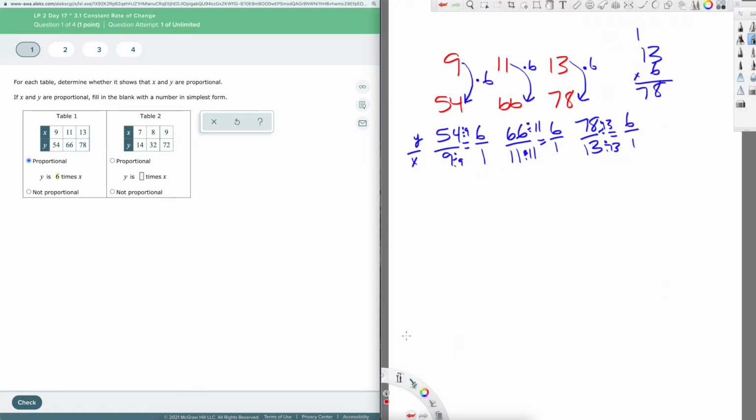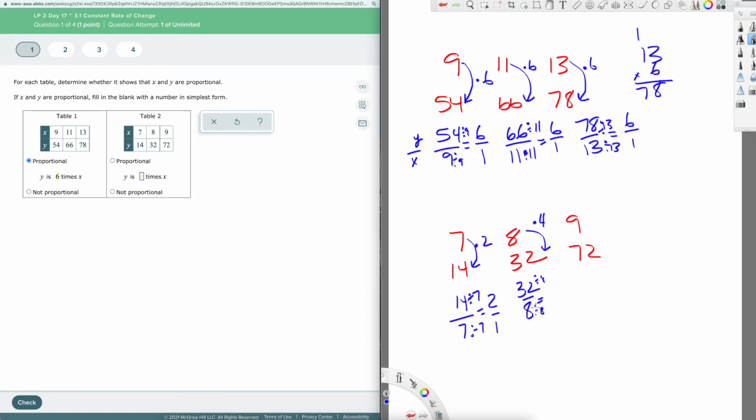All right, let's look at the next one here. 8, 32, 9, and 72. So again, I'm going to look here and go, okay, well, 7 to 14, I'd have to multiply by 2. And again, if I did 14 over 7, I'd end up with 2 over 1, because I'm dividing by 7. I'm reducing that as best I can, right? 8 to 32. Okay, well, if I multiply by 2, I do not get 32. So this is telling me it's probably not going to be proportional. I have to multiply by 4 this time. And if I go 32 over 8, I would reduce by 8. They can both divide by 8, and I'd get 4 over 1.